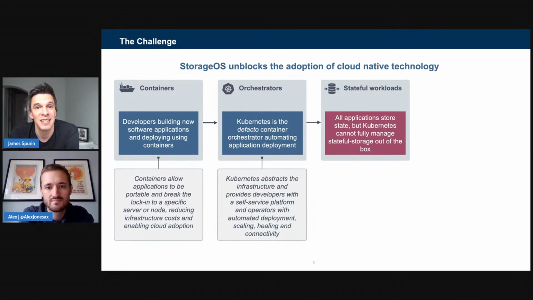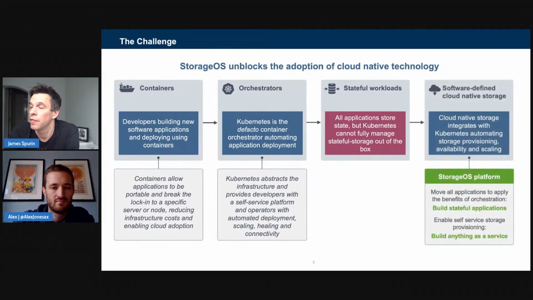We then have stateful workloads. Now, most applications store state, but Kubernetes doesn't offer great options for stateful storage by default. And this is where StorageOS comes in and brings us to the last pillar here, where StorageOS is an enabler, providing highly performant cloud-native storage with features such as encryption and compression.